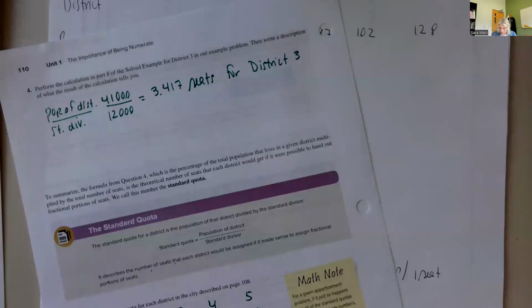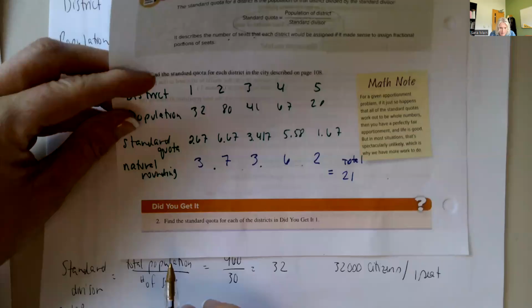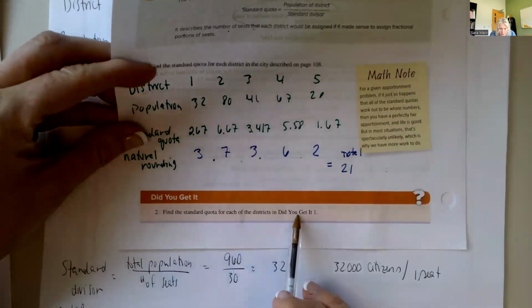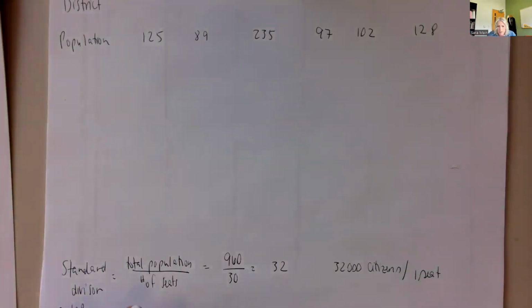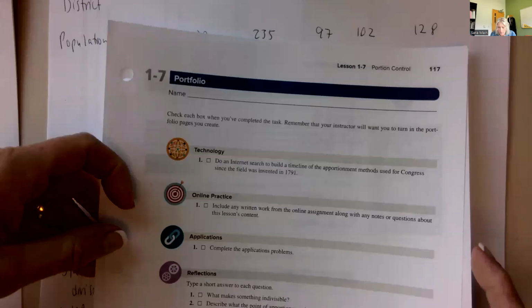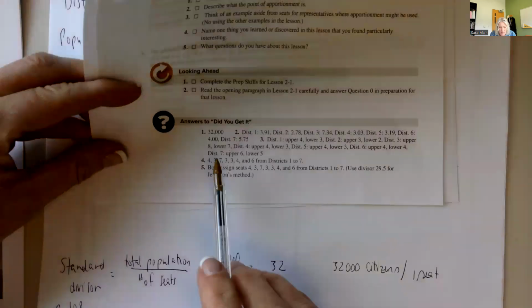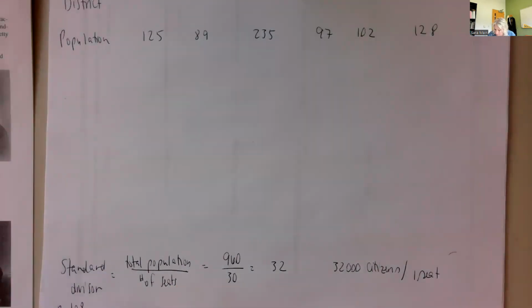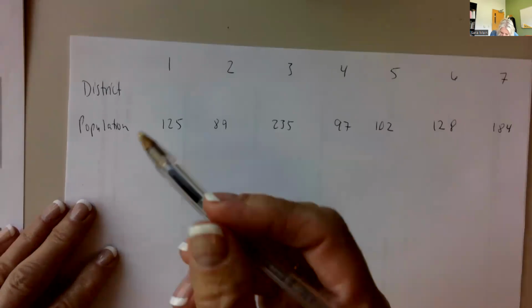Now the next Did You Get It is on the bottom of page 110, and it says find the standard quota for each of the districts in Did You Get It 1. Remember, for all of the Did You Get It problems, the answers are at the end of the lesson in this portfolio section. I'm working through the problem so that you can see how they are found.